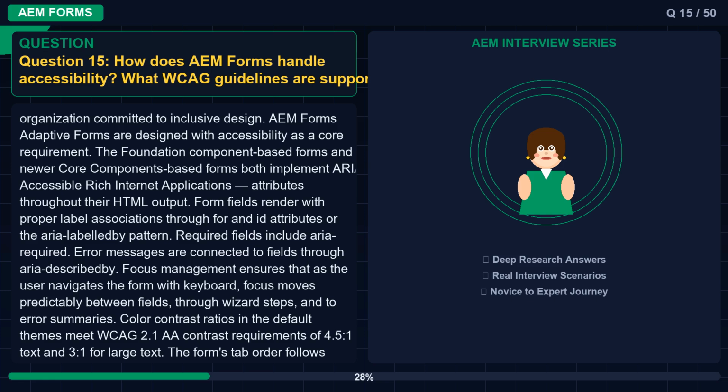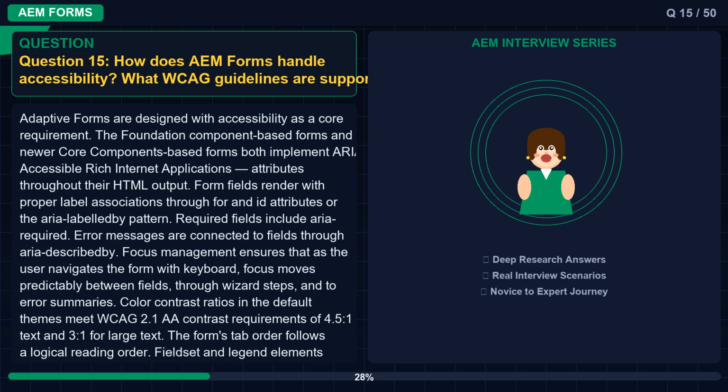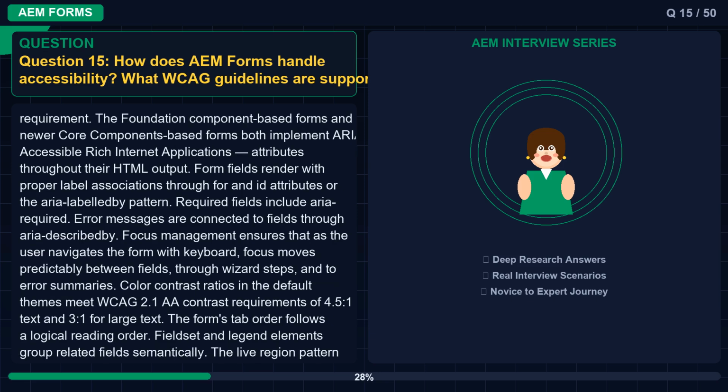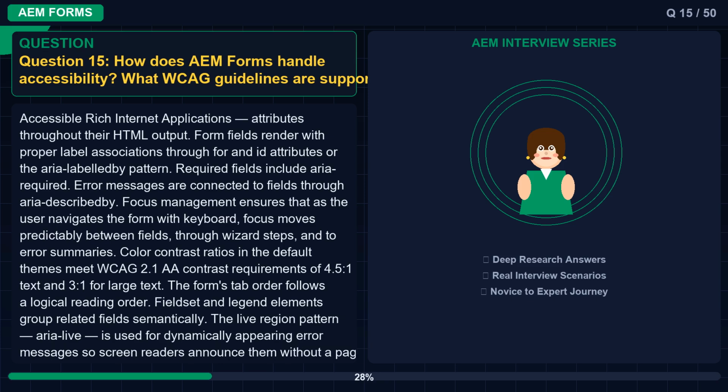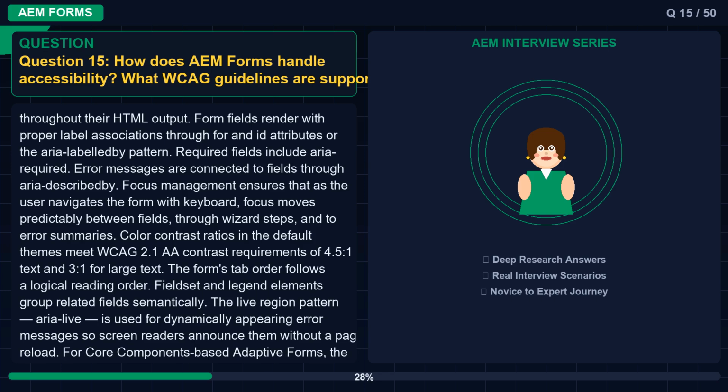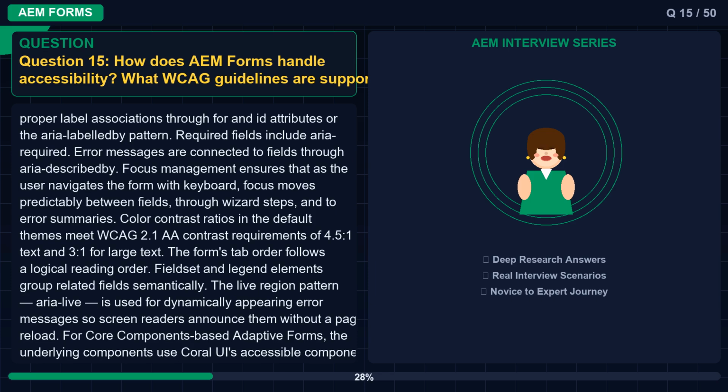The foundation component-based forms and the newer core components-based forms both implement ARIA, accessible rich internet applications, attributes throughout their HTML output. Form fields render with proper label associations through for and ID attributes or the ARIA labeled by pattern. Required fields include ARIA required. Error messages are connected to fields through ARIA described by. Focus management ensures that as the user navigates the form with keyboard, focus moves predictably between fields, through wizard steps, and to error summaries.